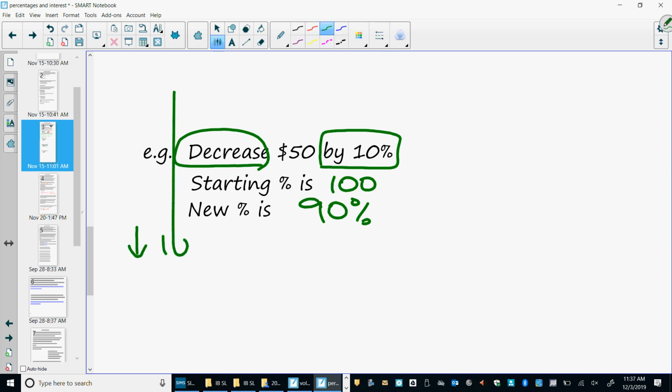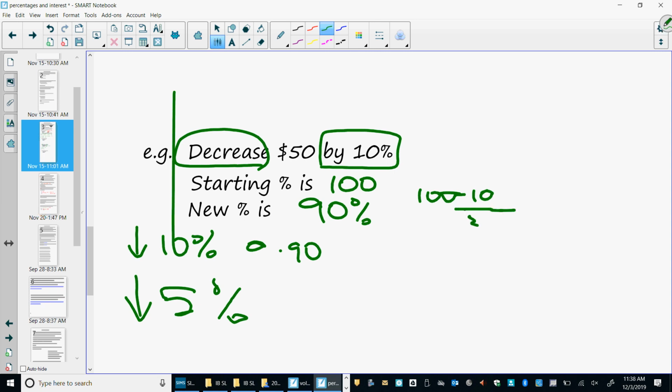So decreasing by 10% meant we were going to multiply it by 0.9 or 0.90. How about a decrease of 5%? What do you think we would multiply it by if we were decreasing it by 5%? Think about what we did here. We did the 100, subtract 10, divided by 100.